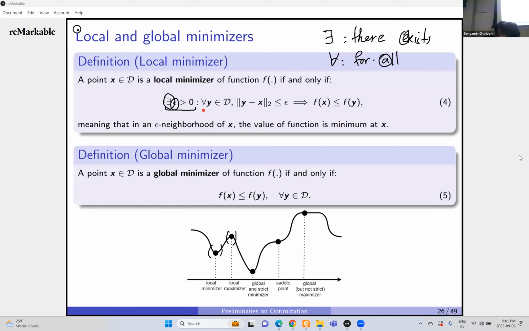That for all of the points y in the domain, the L2 norm of y minus x, the distance of y minus x, is less than or equal to epsilon. What does it mean? It's a neighborhood. The point is very close to that point, with a distance of epsilon at most. Then f of x should be less than or equal to f of y. For any neighbor point y around x, f of x should be less than f of y. It means local minimum.